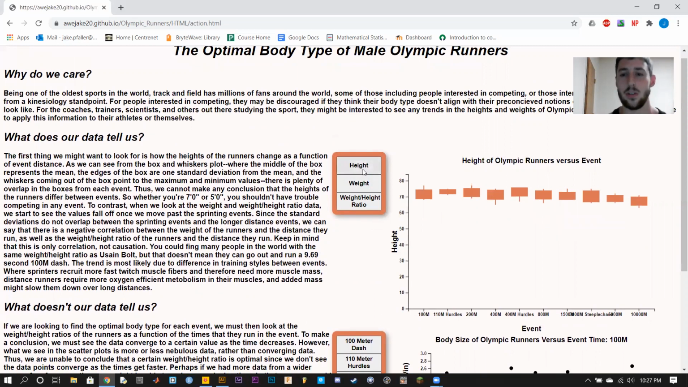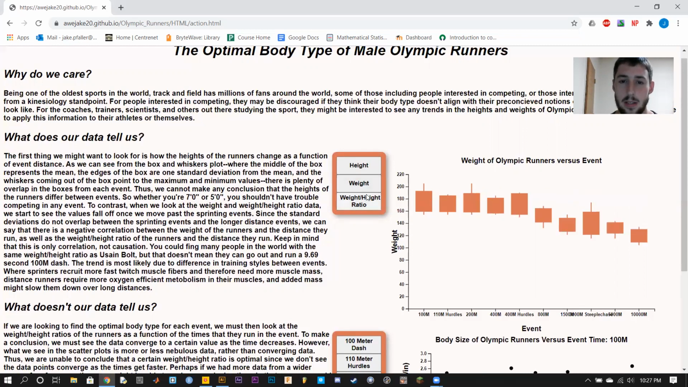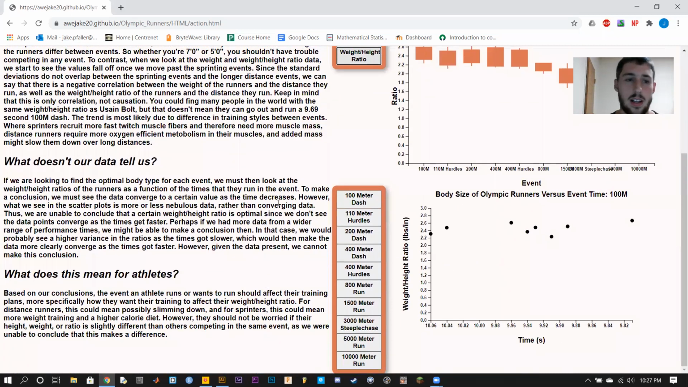We can conclude that there is no correlation between height and the event that the runner competes in, but we can make a conclusion for the weight and weight to height ratio. And our data doesn't allow us to make a conclusion that there is an optimal weight to height ratio for a given event.